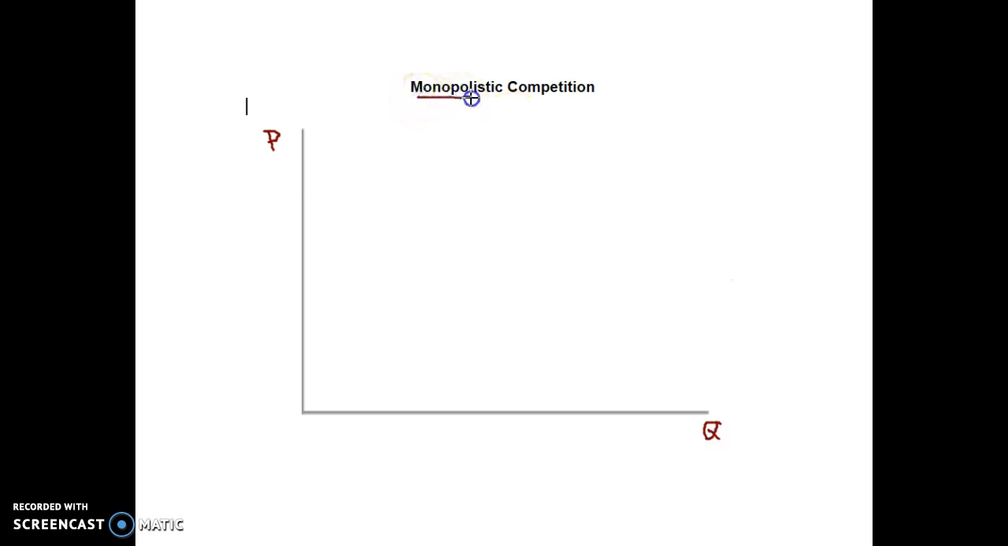And the reason it looks a lot like a monopoly is a monopolistic competition has the ability to be a bit of a price maker. They have some control over price. That's because they have a different enough product that it's not identical to anything else, and they can kind of set their own price within reason.